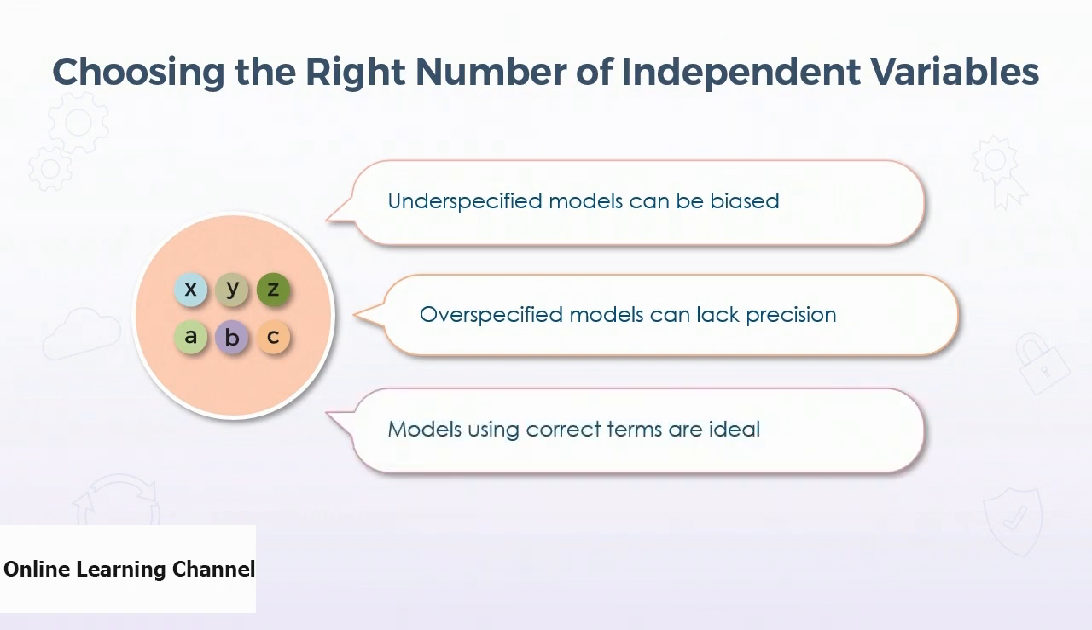At the end of the day, you want to find the sweet spot. You want to have the correct terms that we know or suspect are contributing factors to the outcome. We don't want any bias, and we want the model to be as accurate as possible.